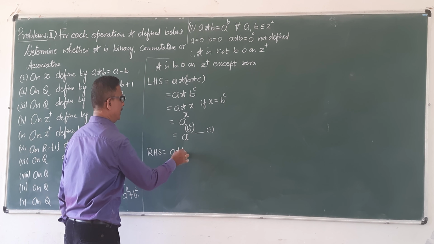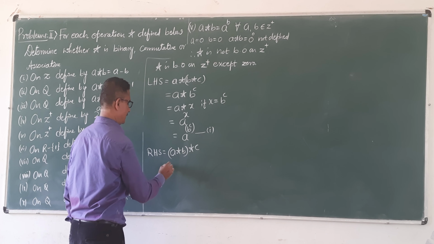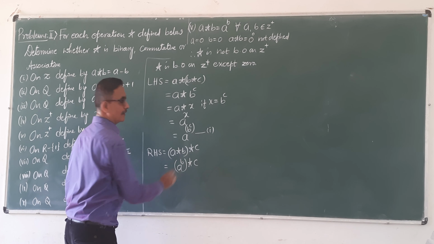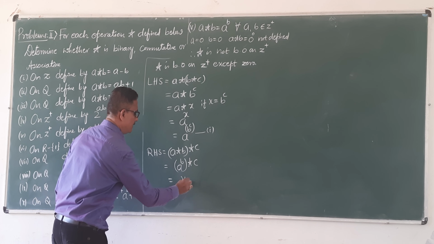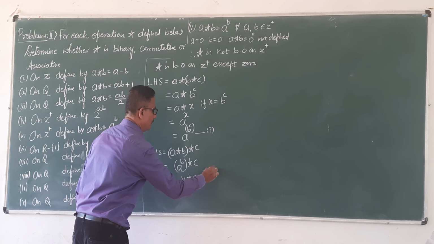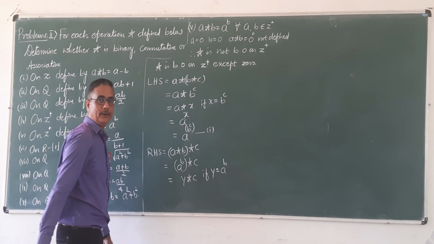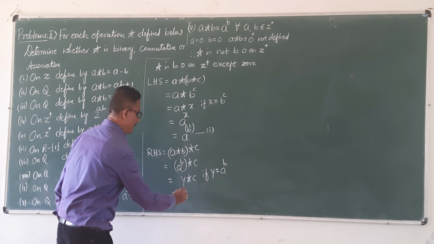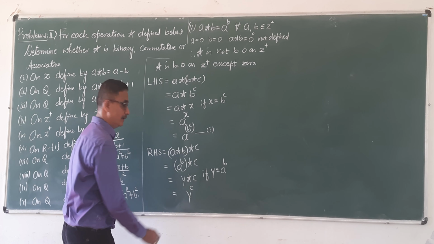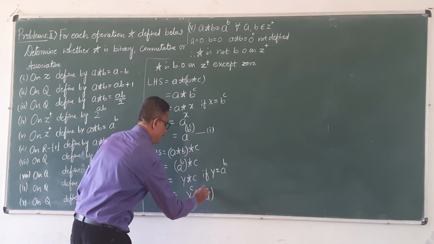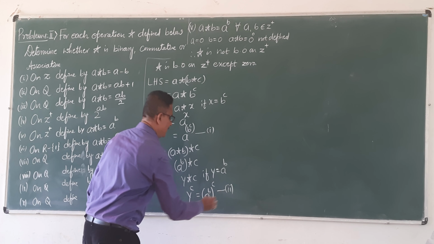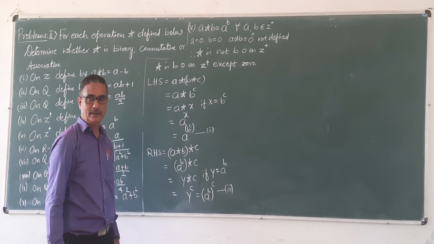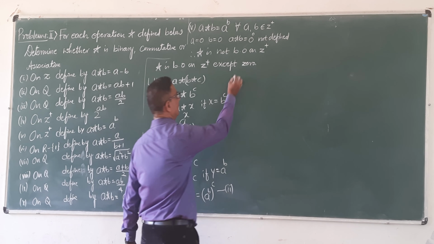Then take RHS. a star b of star c is equal to a star b value, a power b, star c. Put a power b is equal to y, star c, where y is equal to a power b. Right? Since a star b is equal to a power b, what is y star c? y power c. But the value of y is a power b, whole power c. Are they equal? Here a power b power c. Here a power b whole power c. Are they equal? I think not equal.